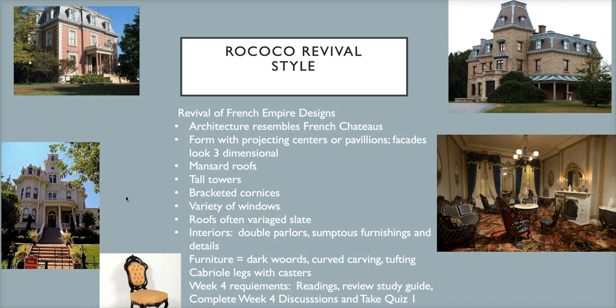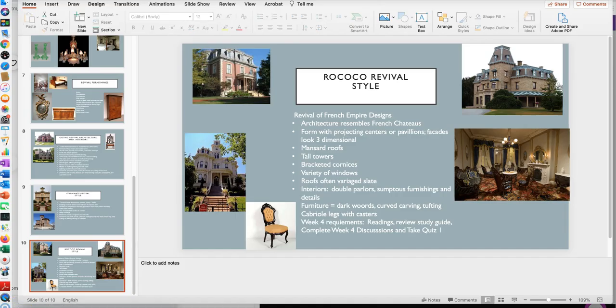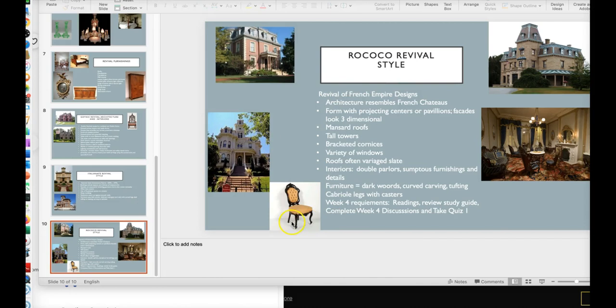Interiors had double parlors, sumptuous furnishings and details. Furniture was dark woods, a lot of carving, tufting again on the seating. The chairs would have curving legs. I was trying to mention before, and I lost my PowerPoint, but the furniture is dark wood, tufting is used, and also the curving cabriolet legs with casters, so you can lift up and roll the chairs around.